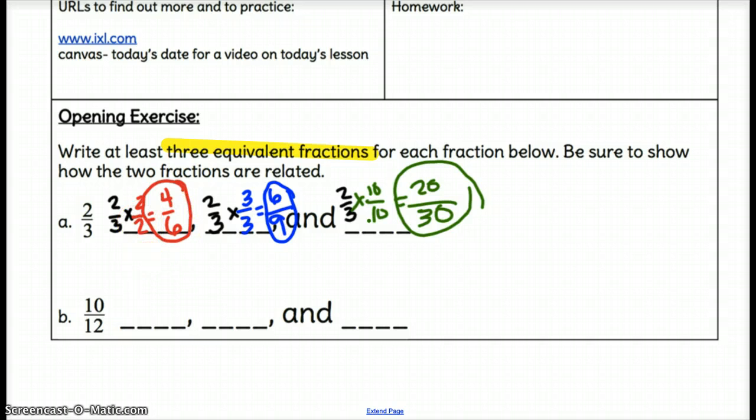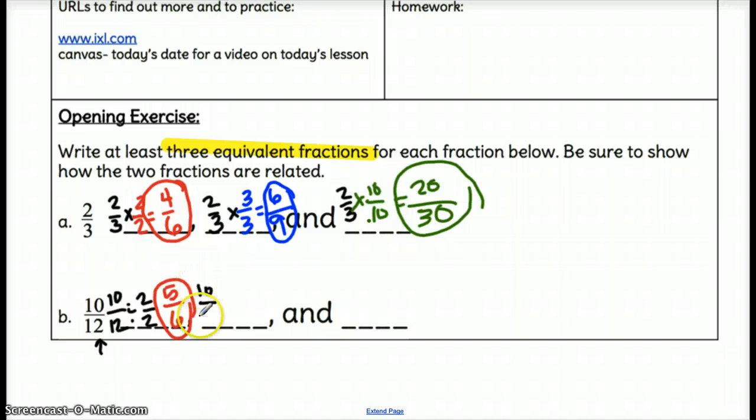All right, let's look at our next one here. Now we have 10 over 12. Can this be scaled down or reduced? Sure, they're both even. 10's even, 12's even. So let's scale it down. Let's reduce it by 2 since both of them are even. 10 divided by 2 is 5. 12 divided by 2 is 6. So we have 5/6.